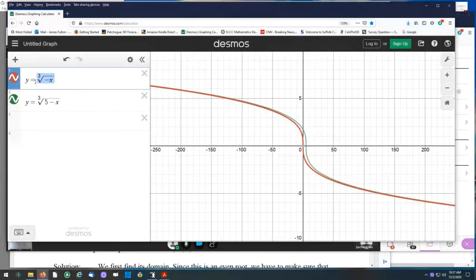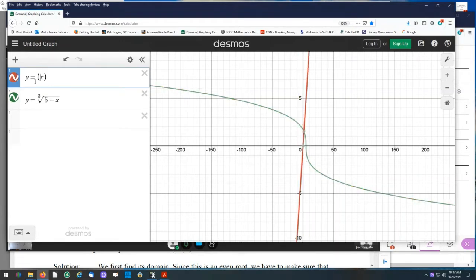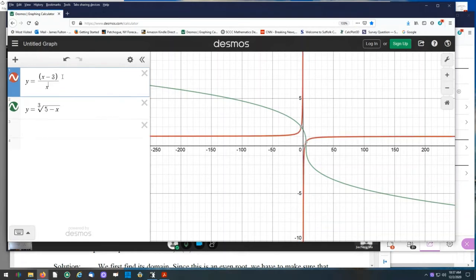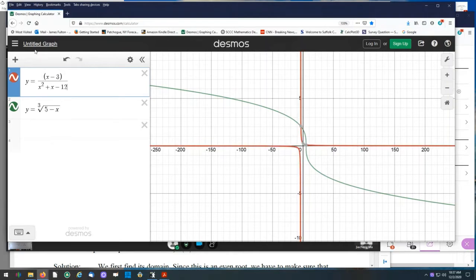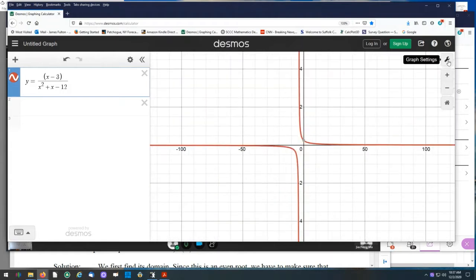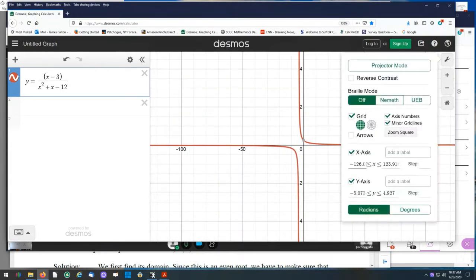So let's take a look at that. I have my x minus 3 divided by x squared plus x minus 12. Let's get rid of this other one over here, and let's make this a little more manageable now.